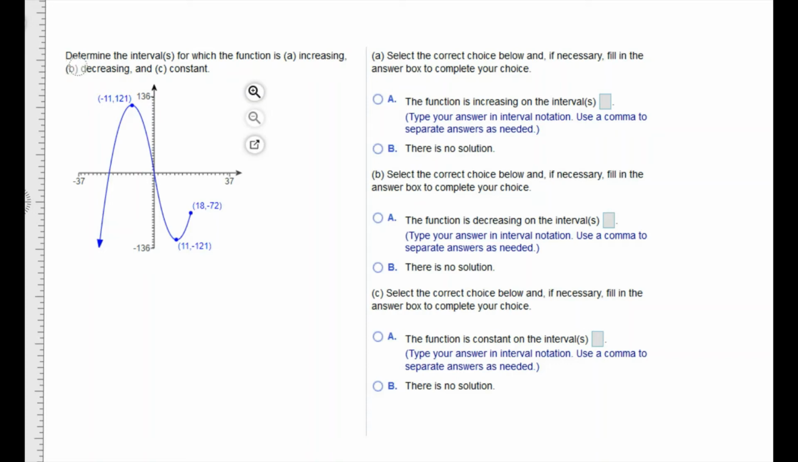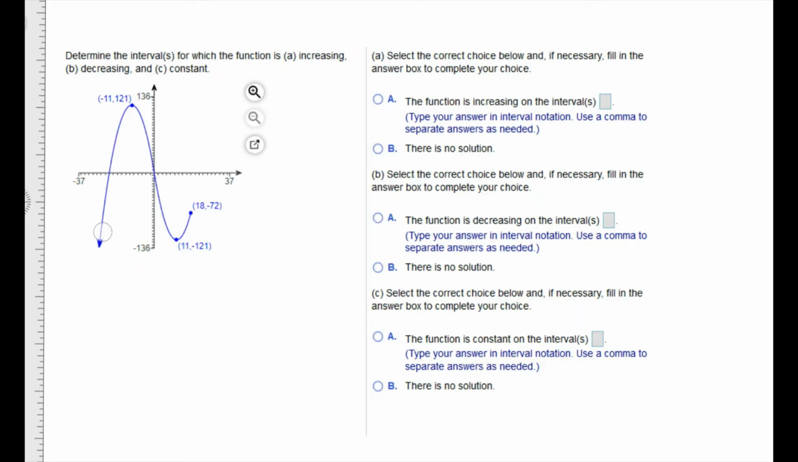The first question says, determine the intervals for which the function is A, increasing, B, decreasing, and C, constant. So what we want to do is take a look at this picture. I want to trace the graph. I'm going to trace the graph moving from left to right. So we start at the furthest left, moving to the right, and trace the graph.